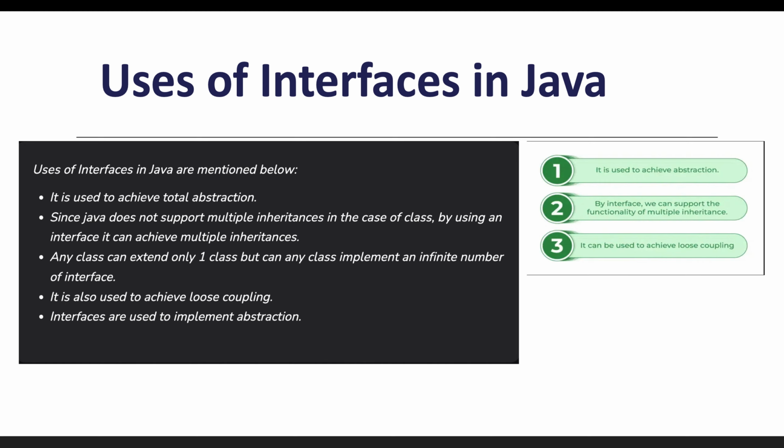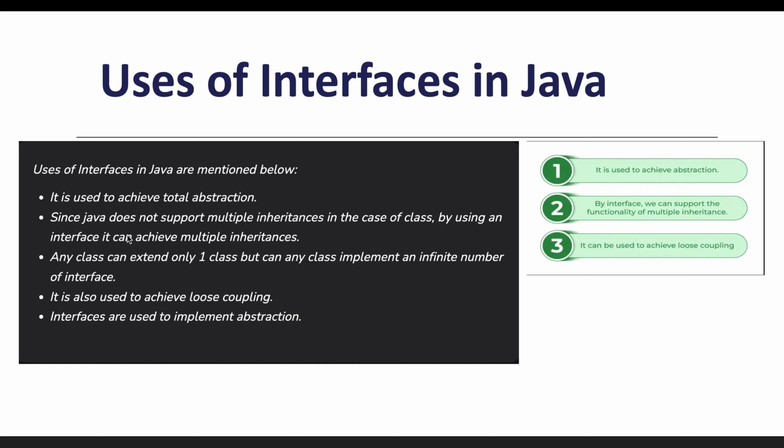So let's see some of the use cases where we can use the interface. The first use case is that we can use the interface to achieve total abstraction. Total abstraction means an interface can contain only purely abstract methods, meaning methods without body. If we have an interface with a list of methods, without knowing the implementation of the methods, we just provide only the signature. So for that we can achieve total abstraction.